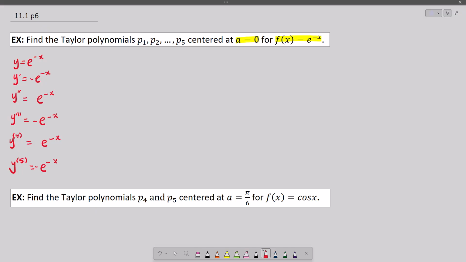If you use a table method and think about columns of the table, the first column is going to be the function and its derivatives. Next column, we evaluate at the center. So y of 0 is 1, y prime of 0 is negative 1, y double prime of 0 is 1. If you got out to your P sub 2, you would have just that part. But really, the pattern just continues all the way down. So it's not too hard to go all the way out to P sub 5.